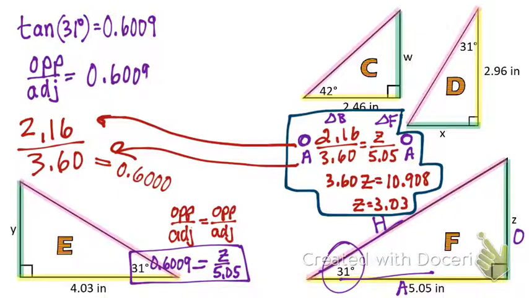So the last thing we need to do is just solve this equation. What most students like to do is they think of that decimal on the left as a fraction by writing it as a fraction with 1 on the bottom. And then you find the cross product just like we did previously. And so Z times 1 is Z, and 0.6009 times 5.05 is 3.03. The same exact answer that we got when we used similar triangles involving two triangles.